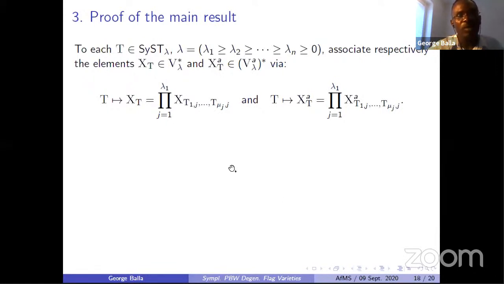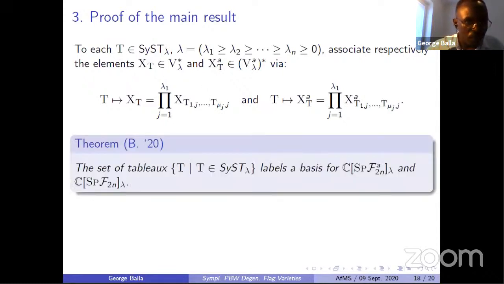So this will be a monomial. And we do this also for the dual module V lambda A. So these elements are living, the first one in V lambda star, which is the dual module corresponding to V lambda, and the second one in the corresponding dual module.